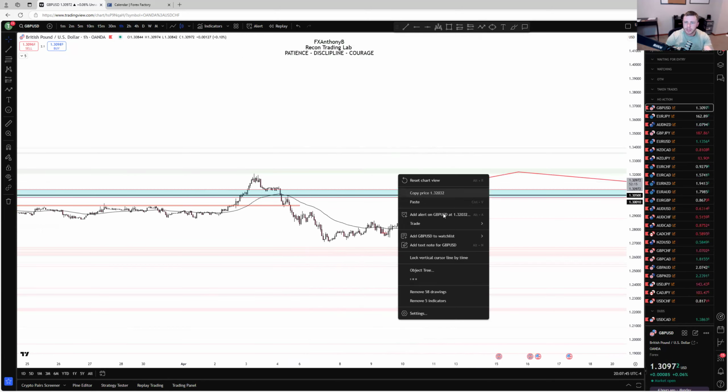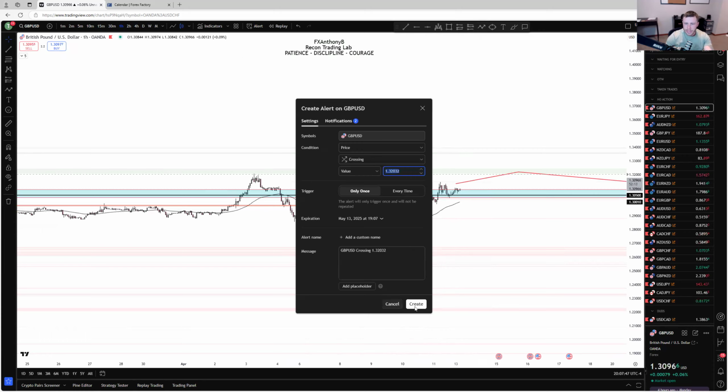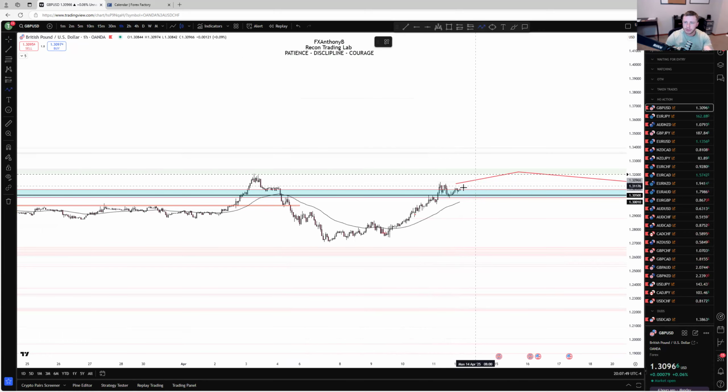I'm going to actually put an alarm here at this fair value gap. I want to see the push into the fair value gap, which would be our daily push, what we're looking for, and then the retest at our weekly to then look for longs.